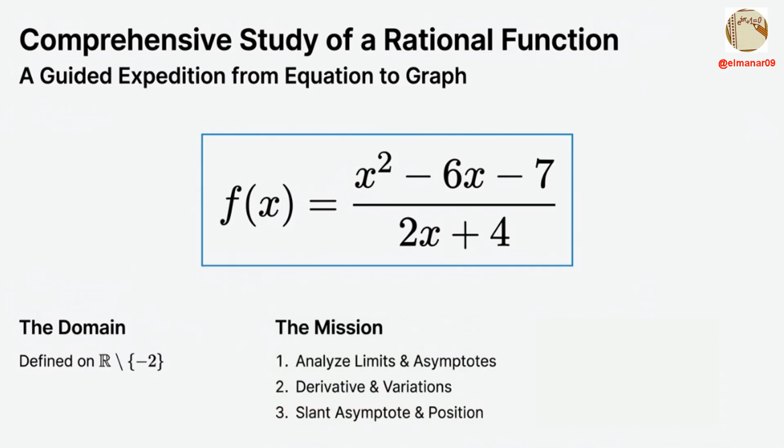Now, let's talk about the mission. This is our roadmap, our game plan. We aren't just guessing here, we are being surgical. 1. Analyze limits and asymptotes. We need to know how this function behaves when x gets huge or when it creeps up on that forbidden -2. Is it going to fly up to the clouds or dive into the basement? We're going to find out.